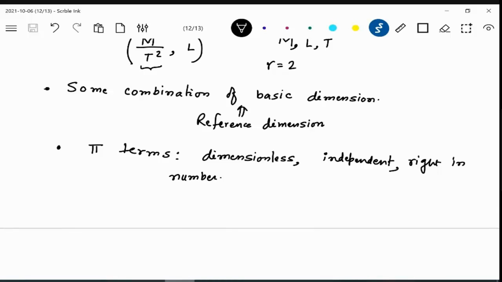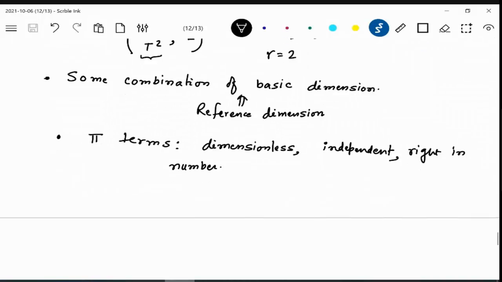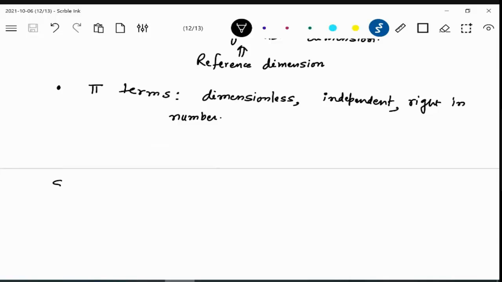So by experience, you have to find, for example, if you have a flow problem, flow in a pipe, then you have to see what variables you will include. You cannot include more variables, as that will unnecessarily increase the complexity of the problem. So you have to include the optimum or right number of variables, or right number of pi terms. So we'll discuss the different steps of applying this theorem.